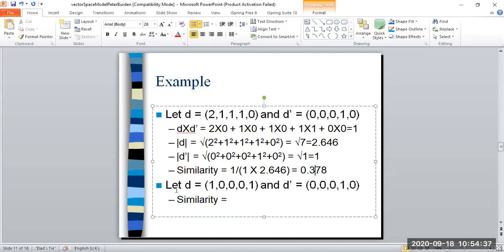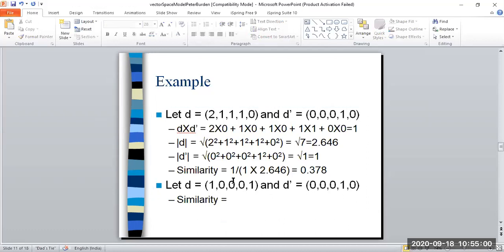You can perform the same operation using the other document, like the frog, 10001, and the query. Let's see what output you get. Perform the same kind of operation and measure the angle between these two vectors. This will be your assignment. Since we don't have time, you can do it as an assignment.